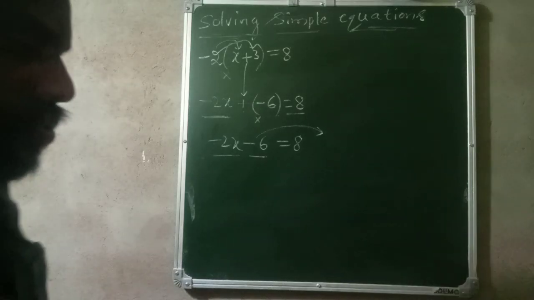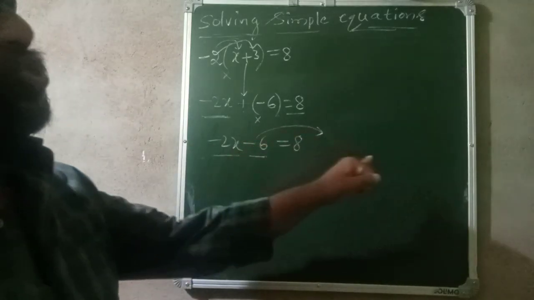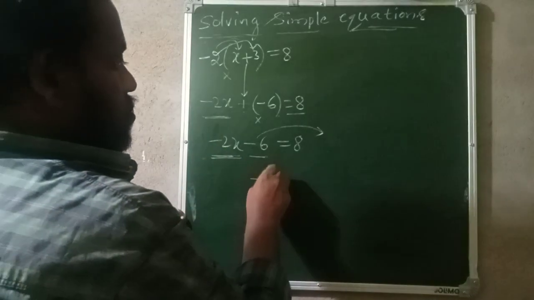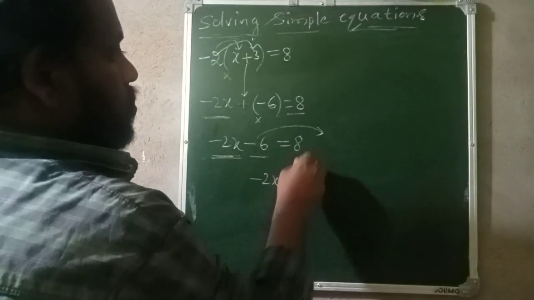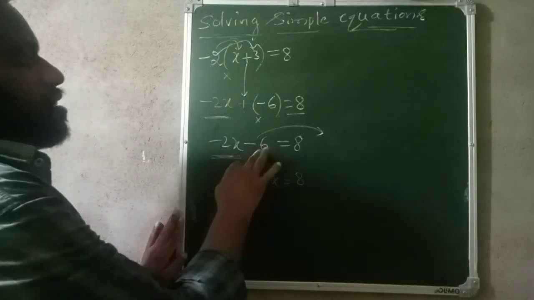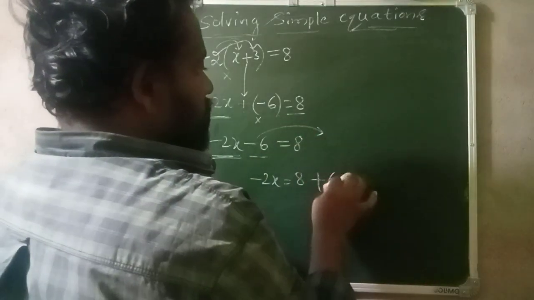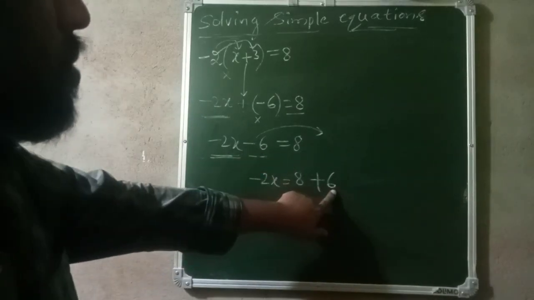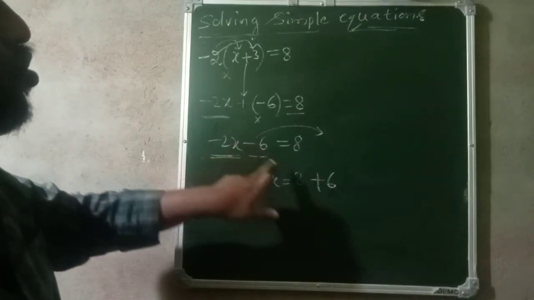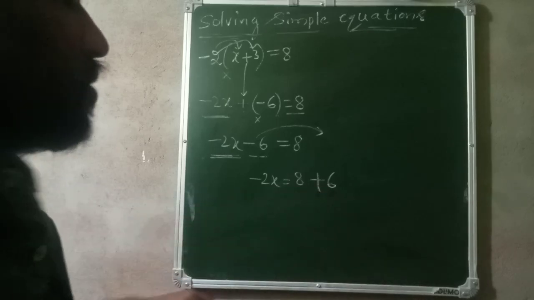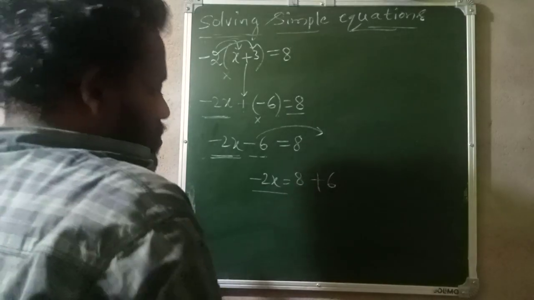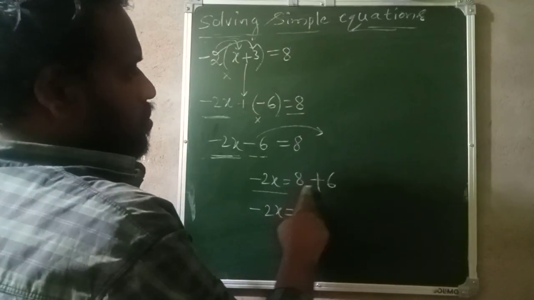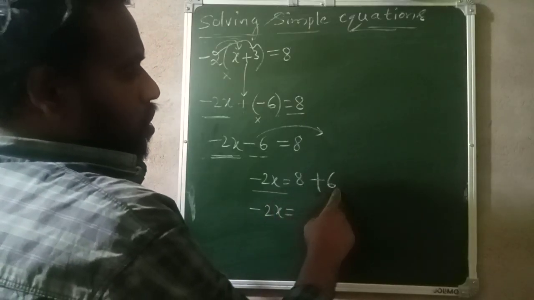Okay, now before moving this minus 6 to the other side, in the next step you have to write this minus 2x as it is. Next is equal to, next this 8, when minus 6 is moved to this side, minus 6 becomes plus 6. That means 6 will be the same, this minus will change to plus, like that. So next step, write this minus 2x is equal to, so 8 plus 6 is 14.